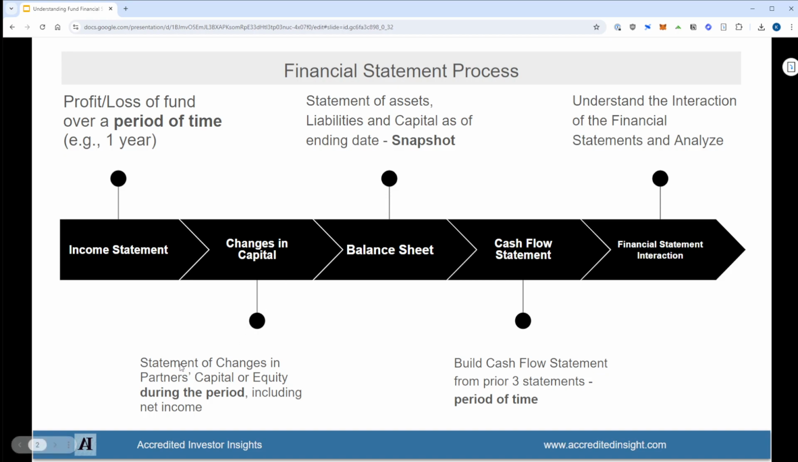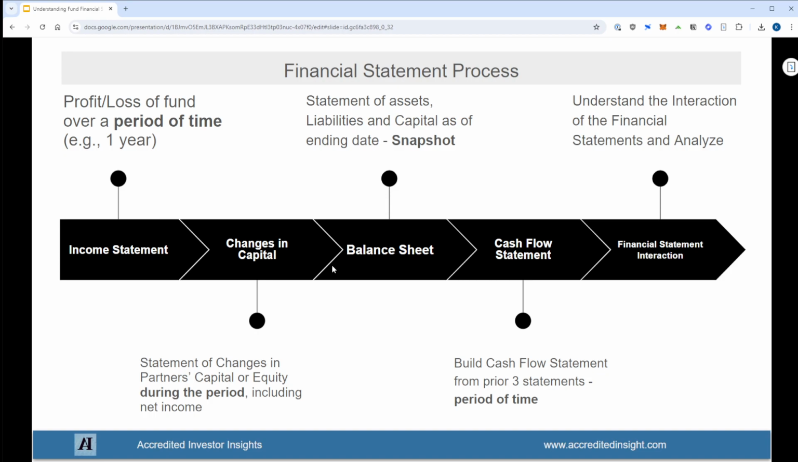This tends to be called the statement of changes in partners' capital, or in members' equity or members' interest. That just differs based on the type of entity. And this is also a flow statement. It covers the changes in capital over the period of time. And after that, with those two generated, we can build the balance sheet.